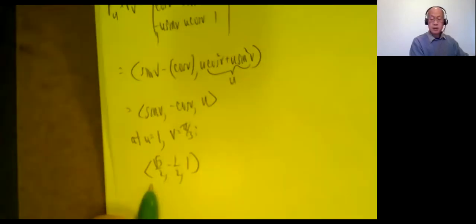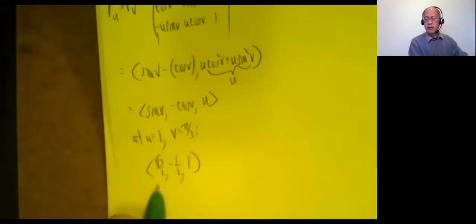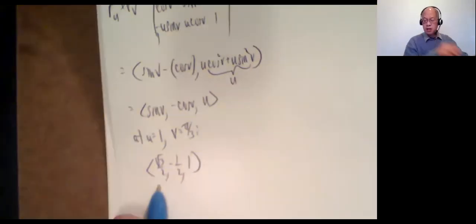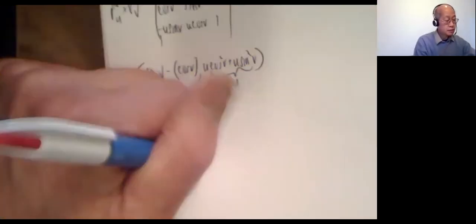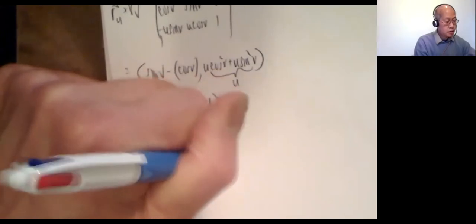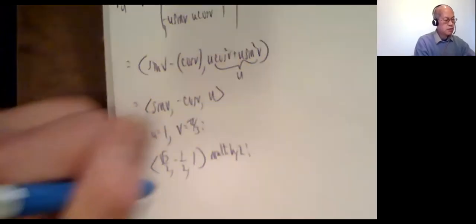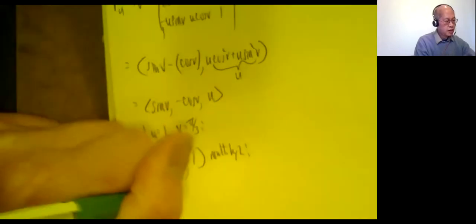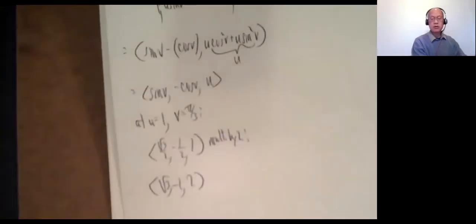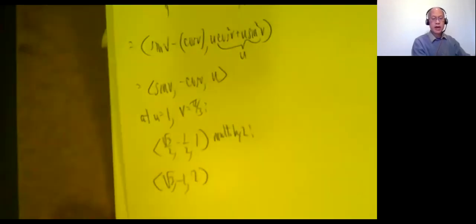Right, so that can be considered my normal vector. It's not going to get any better. I suppose you can make it better if I multiply by 2. Okay, so multiply by 2: radical 3, negative 1, 2. So that is a normal vector.